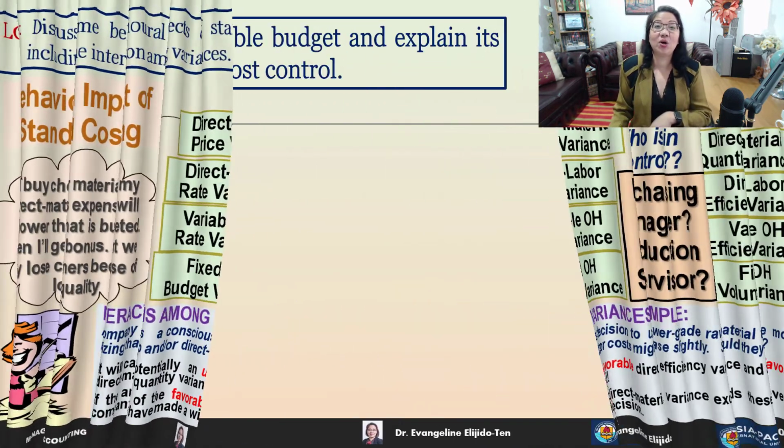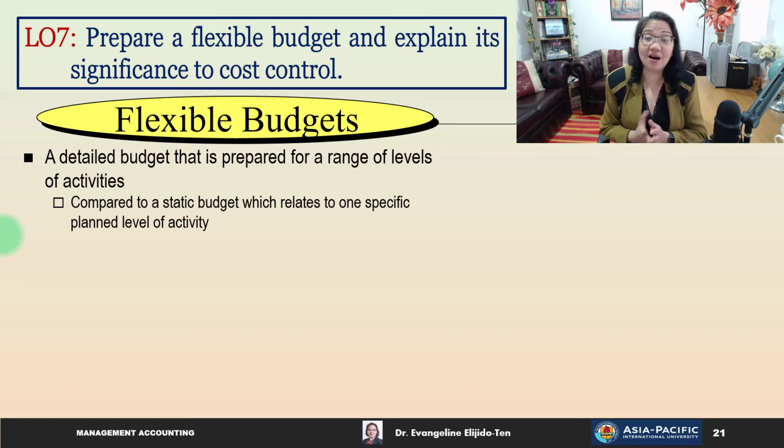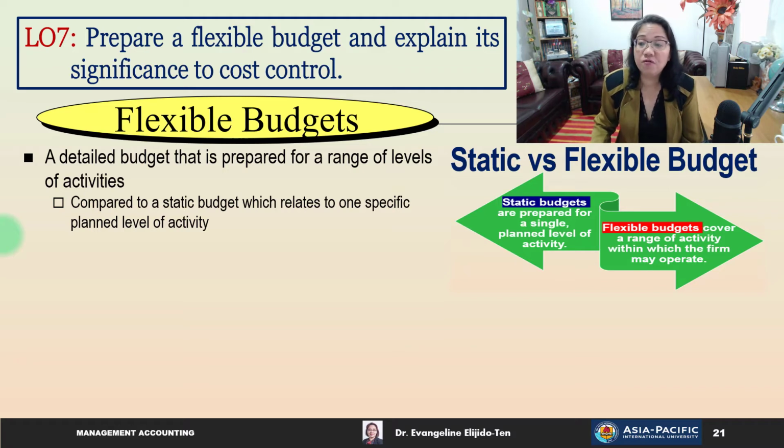We're now ready to go to our final learning objective, and this is where we will learn to prepare a flexible budget and explain its significance to cost control. So what are flexible budgets? Well, flexible budgets are detailed budgets that are prepared for a range of levels of activities. And we normally compare the flexible budget to the static budget. So you might say, what is a static budget? Static budgets are prepared for a single planned level of activity.